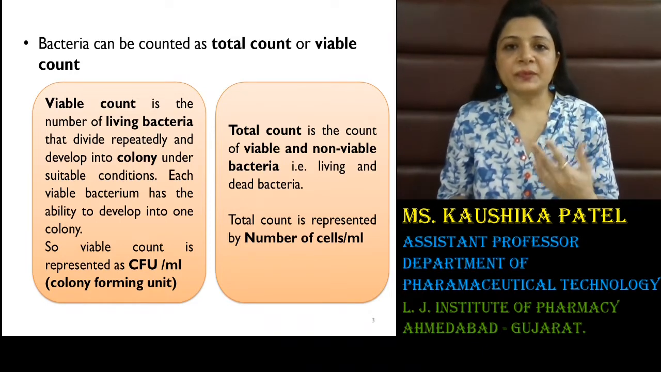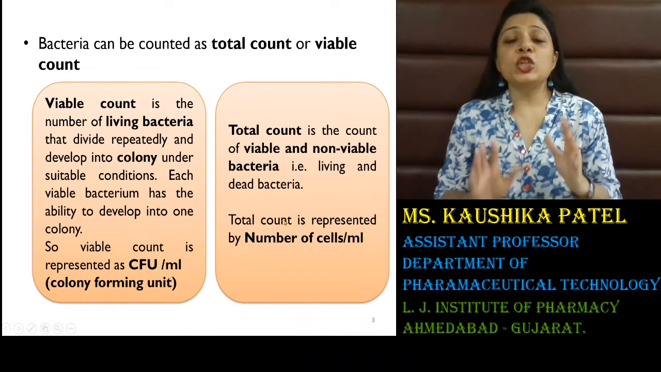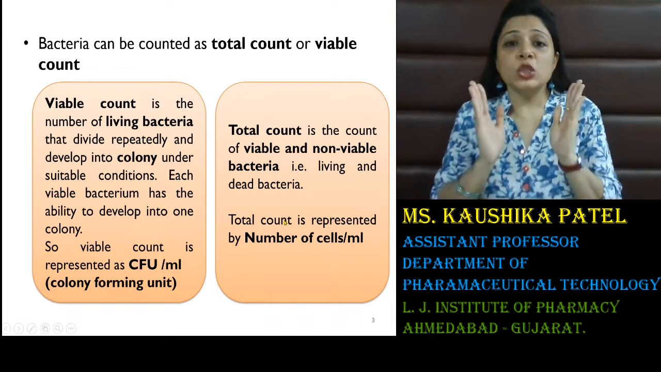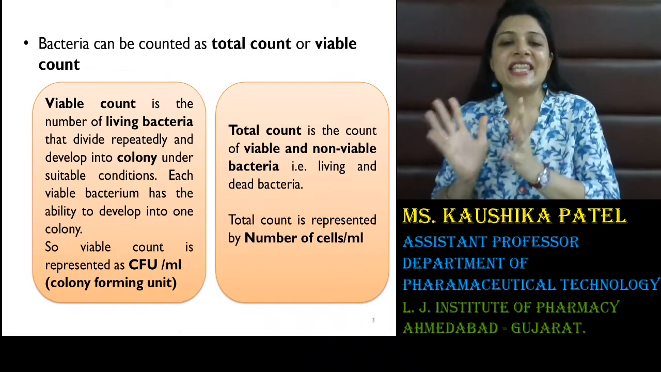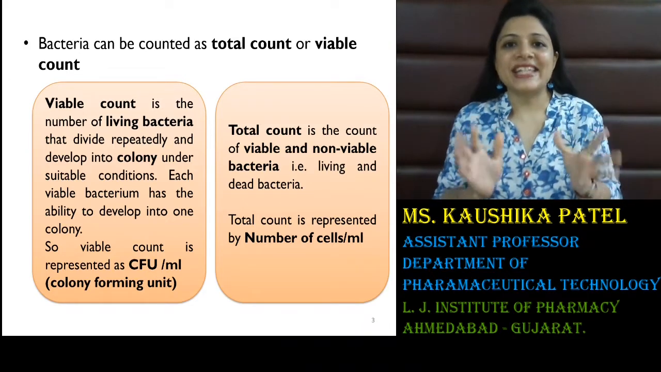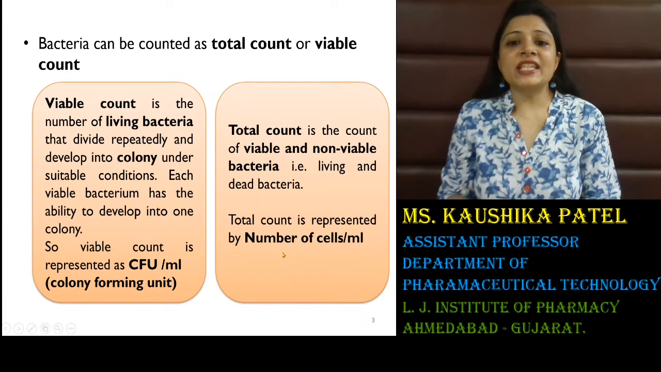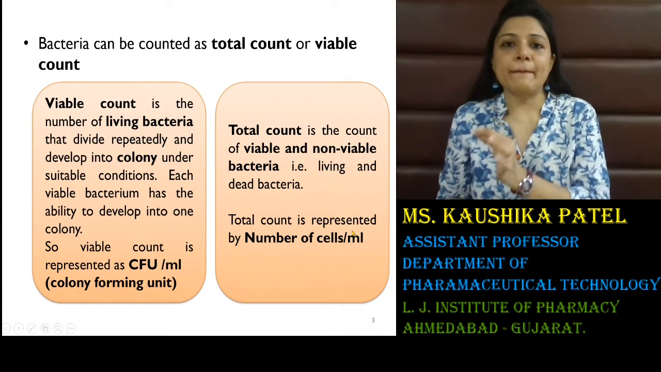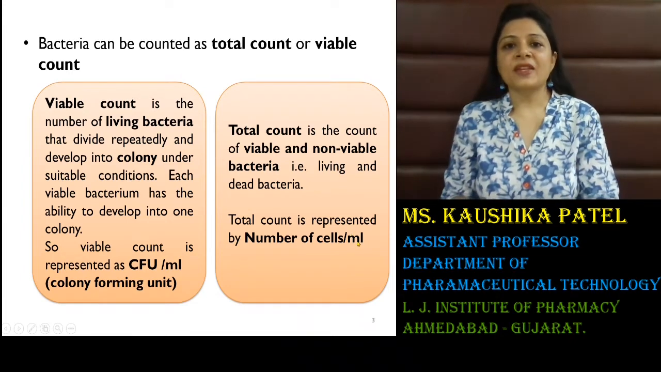Now, when we go for total count, we are counting the total number of bacterial cells in the sample, irrespective of whether those cells are living or dead. So that is represented as the total number of cells per ml of the sample.